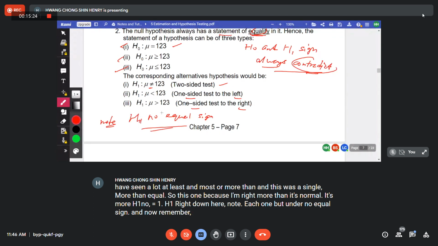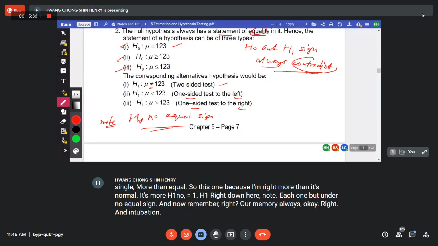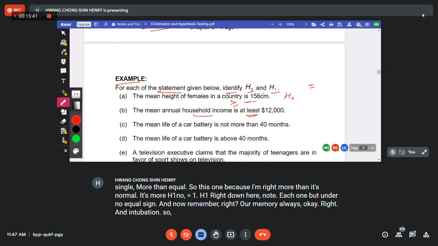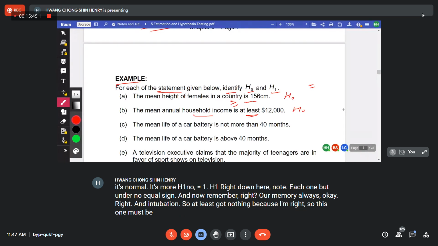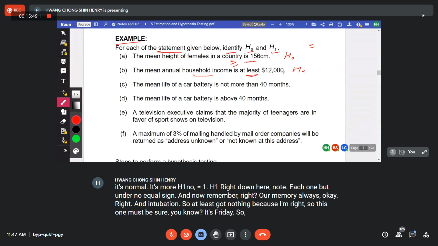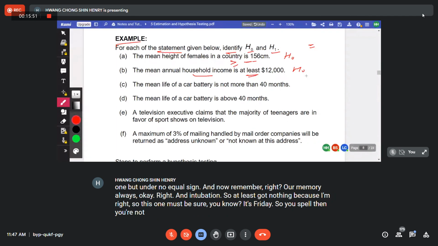Cannot remember, right? No other way. Our memory is very short. Today learn, tomorrow forget. So right now, nothing to be ashamed of. At least has the equal sign, so this one must be H0, it cannot be H1. So you write H0, then you know how to write H1 now, because they contradict. Okay, one more.